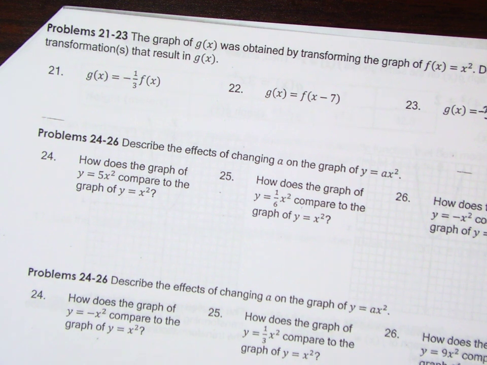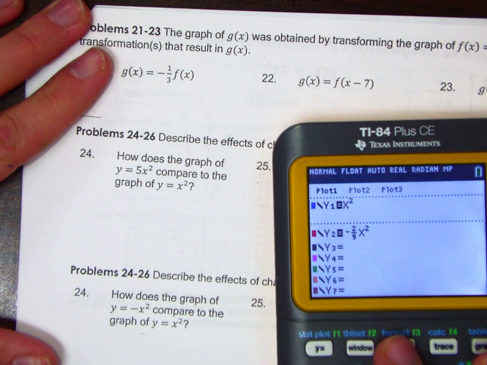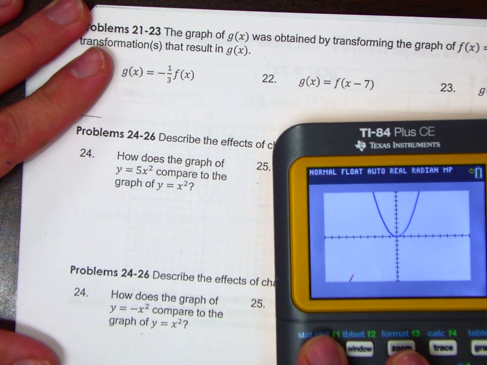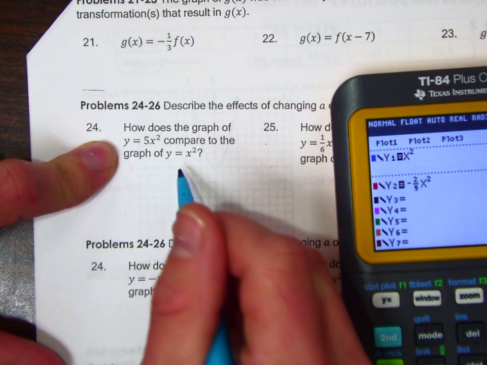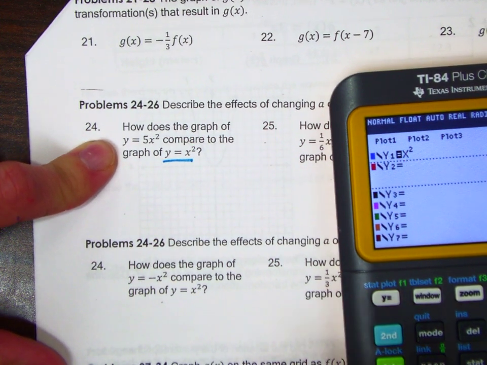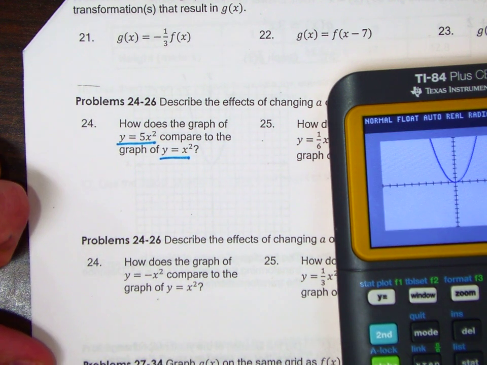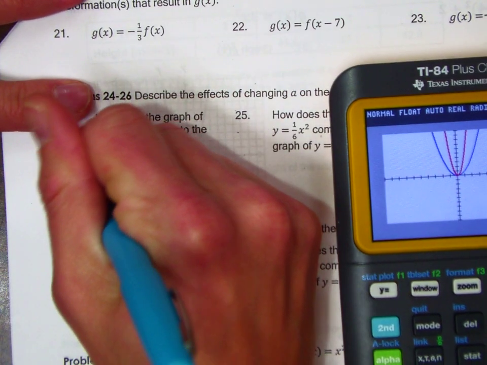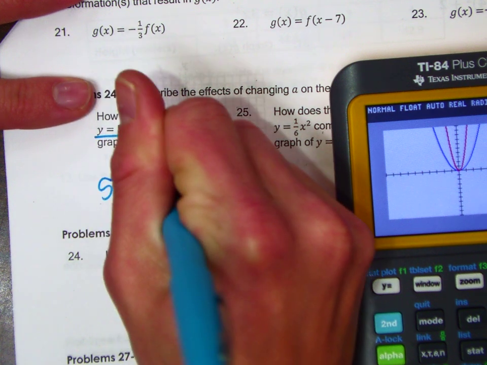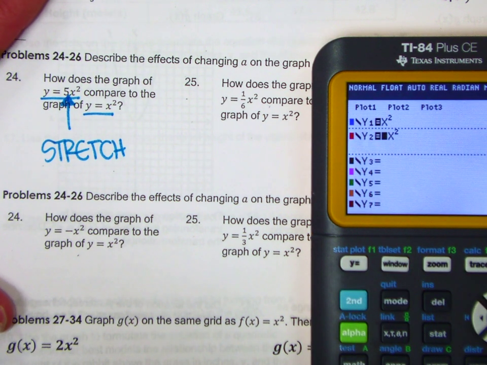All right, on problems number 24 and 26, it says describe the effect of changing a on the graph of ax squared. So kind of the same thing, it's just asked a little differently. Okay, so I have the original graphed, and then I'm going to graph my new graph 5x squared. So there's my original one. And my new one, if you could see, it didn't move left, right, up, or down, but it did get skinnier. So that is going to stretch, which makes sense because if you have a number in the front, that's going to stretch or compress. If you don't have a number, it will not stretch or compress.